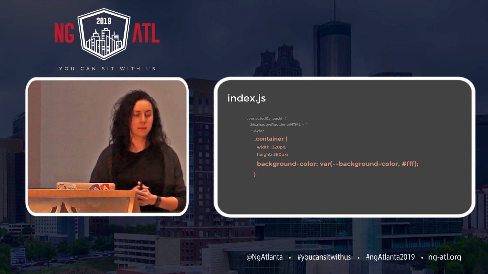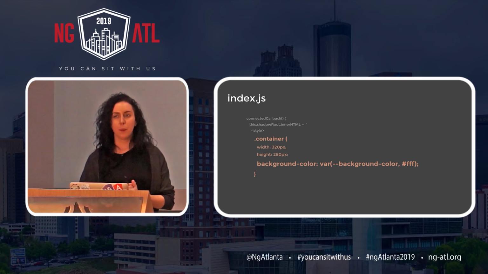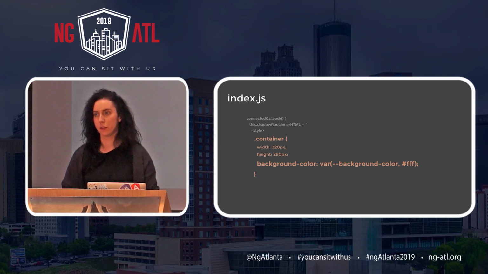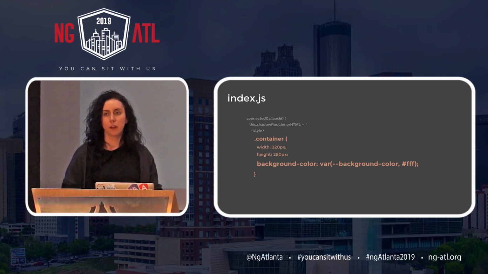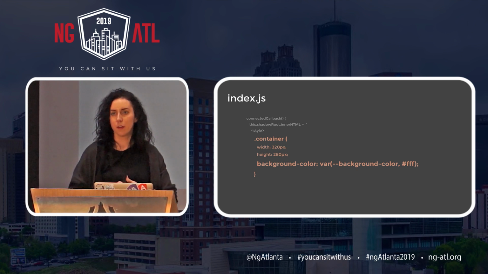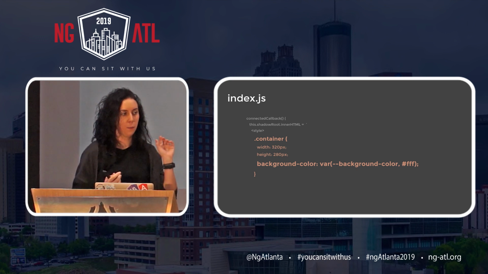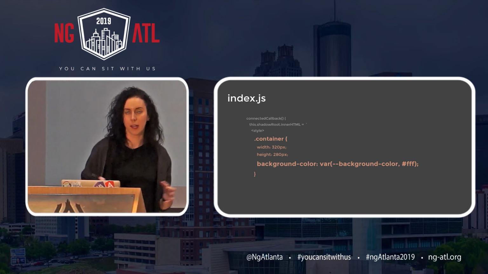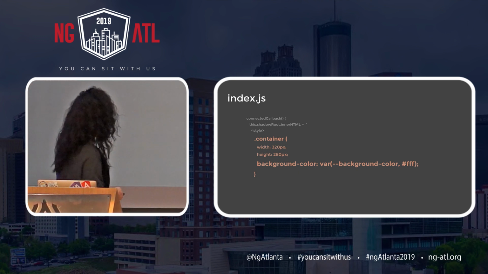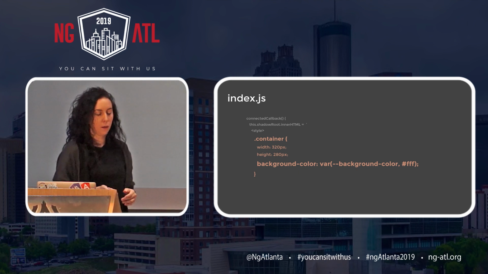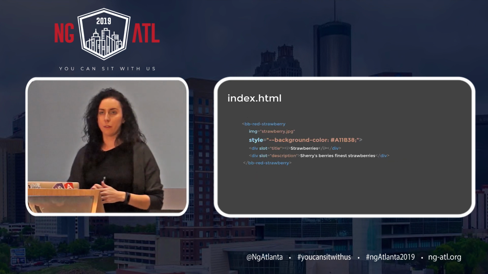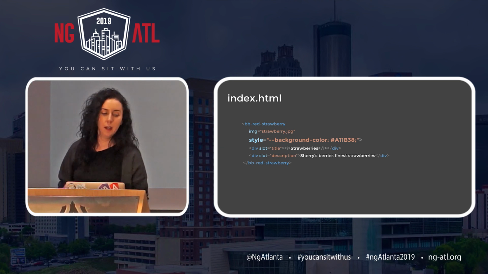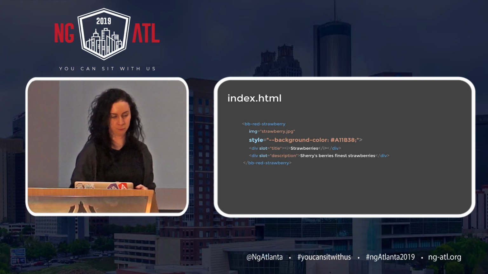Here is our container, and we have background color, and we gave it a variable name, --background-color, and a default value, which in this case is white. Please note that when you're creating a CSS custom variable, you need to put two dashes before the name of the variable. And you can call it anything, but again, please be descriptive. And then we can access it through the style attribute of our web component, again by calling --background-color and the color that we want to add.